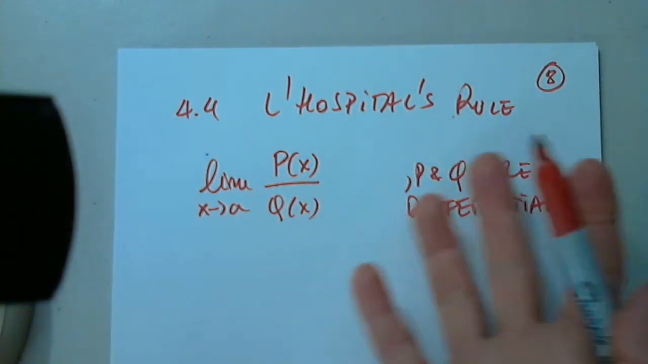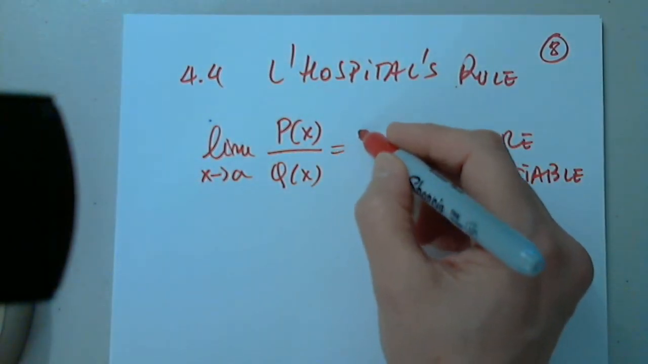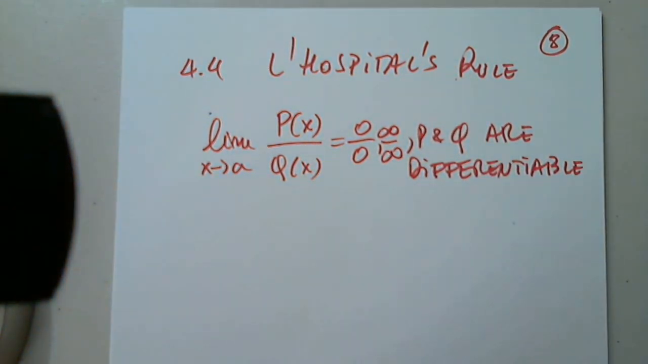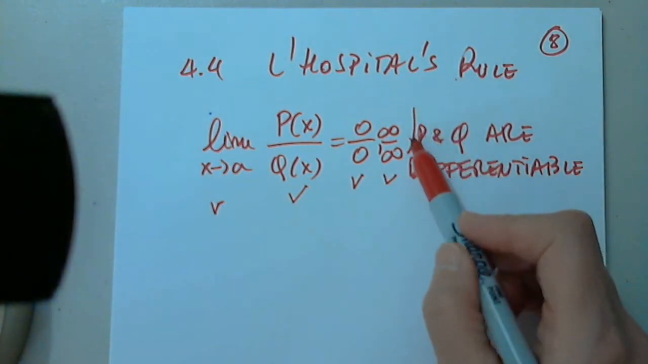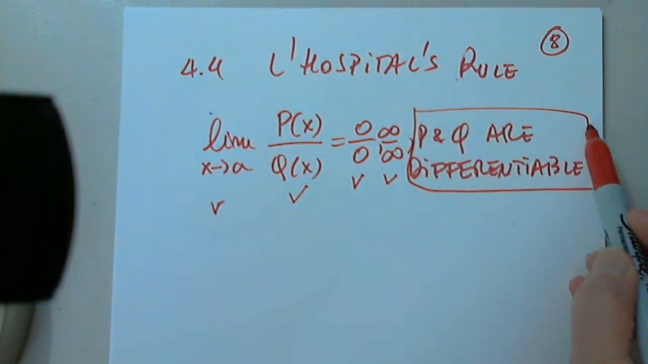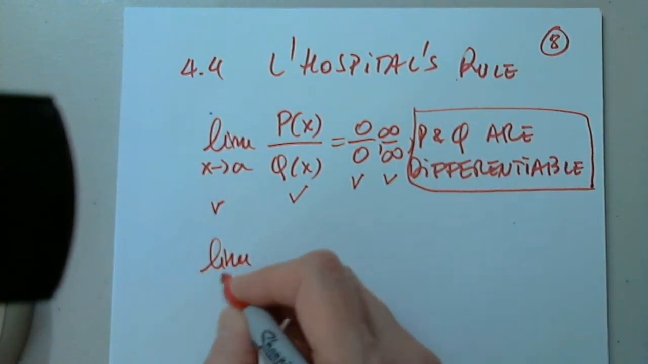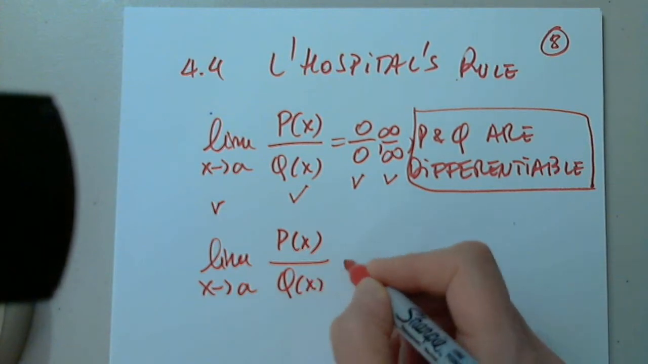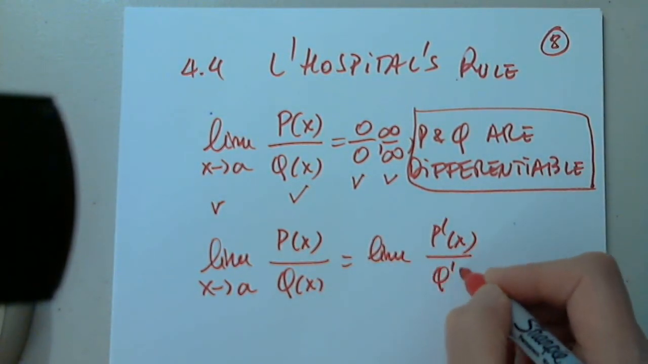If they're not differentiable, then I can apply L'Hopital's rule. And if I get 0 over 0 or infinity over infinity. So, limit, ratio, 0 over 0 or infinity over infinity, and these functions differentiable. Then this limit, as x approaches A, of P over Q equals the limit of P prime over Q prime.